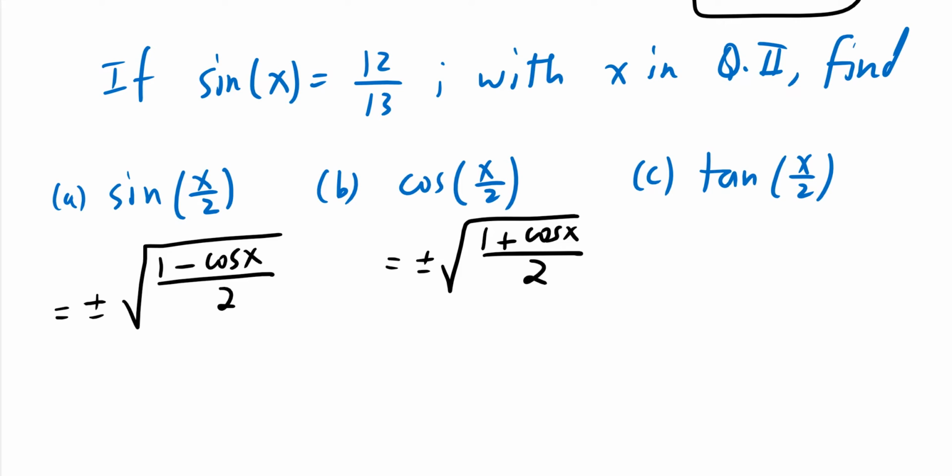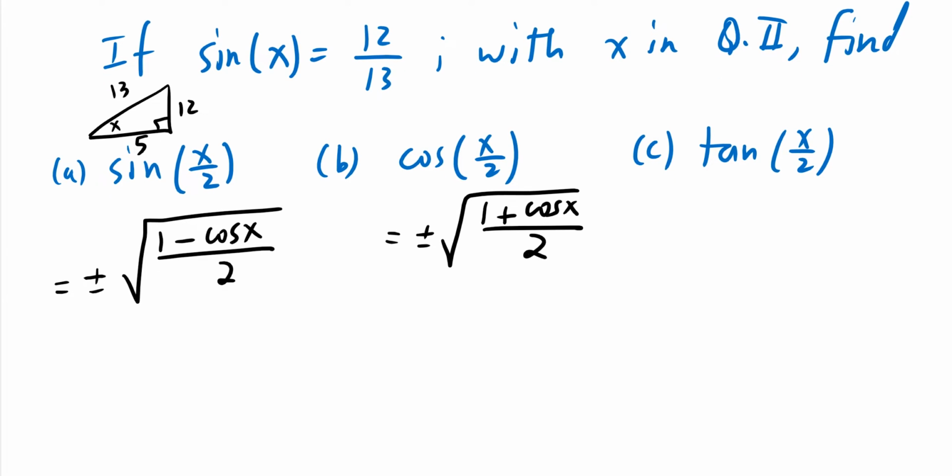Well, we can draw a triangle here. This is x. I'm using the Pythagorean identity here. Sine is opposite over the hypotenuse, so this is 5. 5, 12, 13, Pythagorean triple, very important. So from there, we can find what we need.